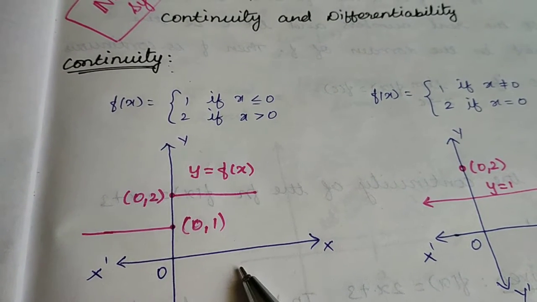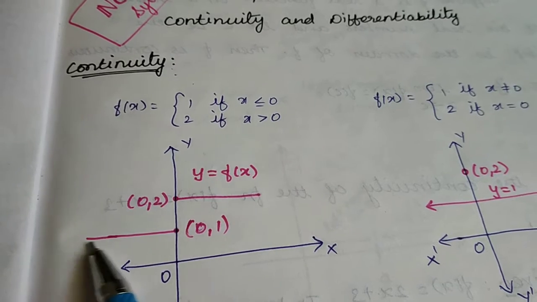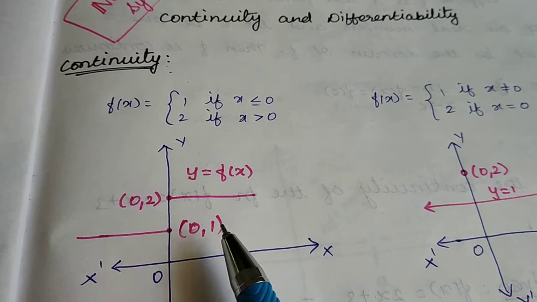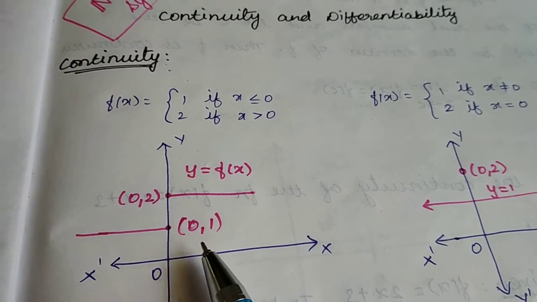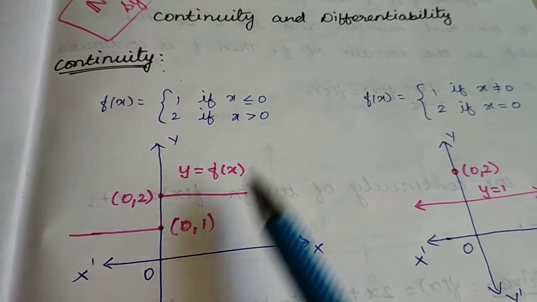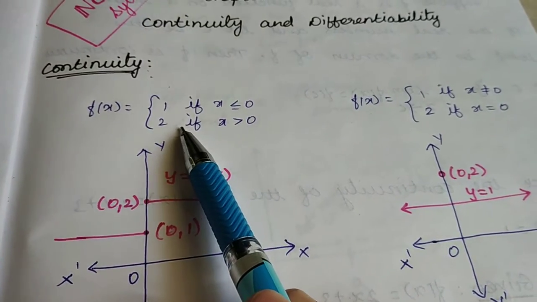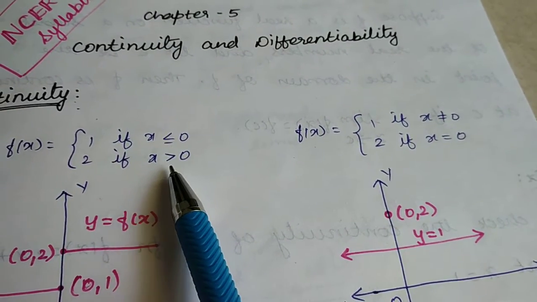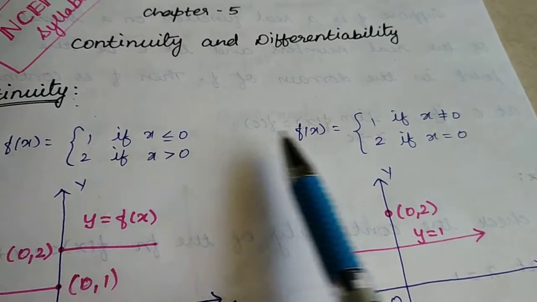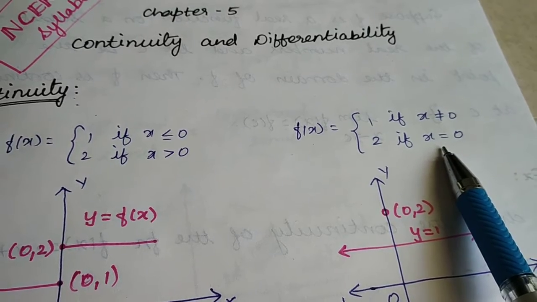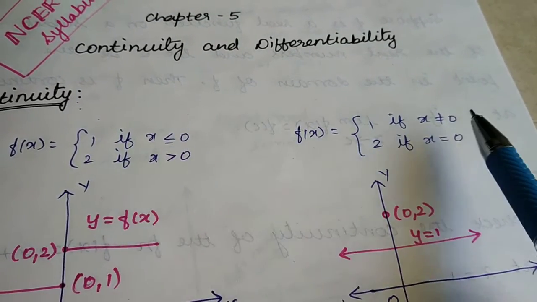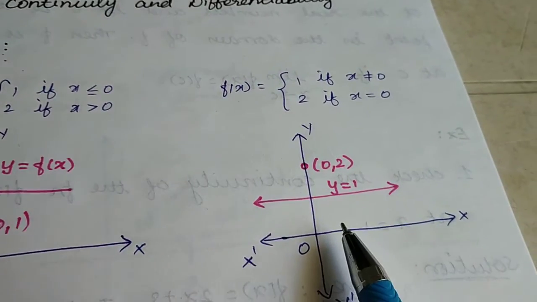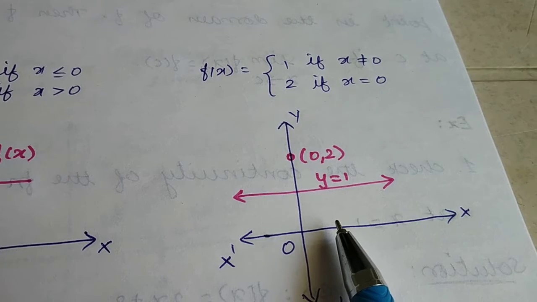Here in this graph, we are not able to draw the lines without lifting our pen. So we can say that this is not a continuous function. Suppose the same function is defined like this, the only difference is instead of greater than 0, here we are taking equal to 0, and for less than or equal to 0 we are taking not equal to 0. Here we will be getting the graph like this.